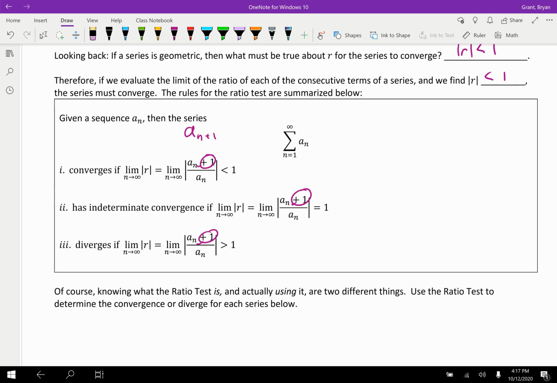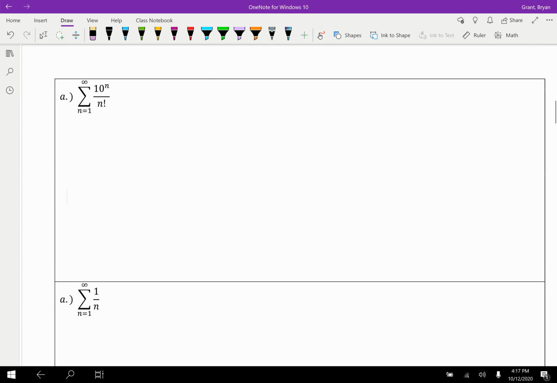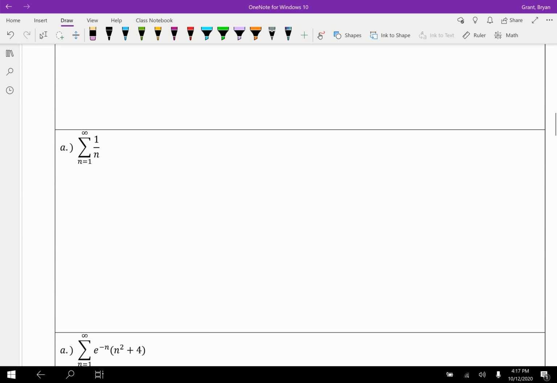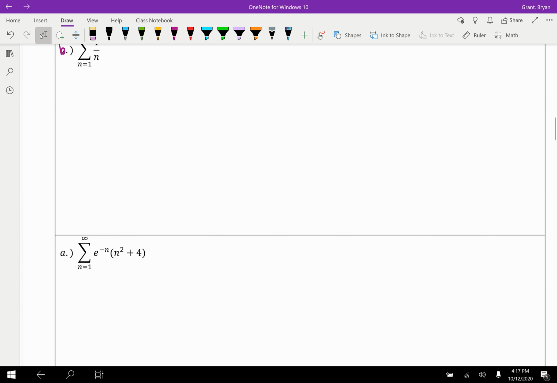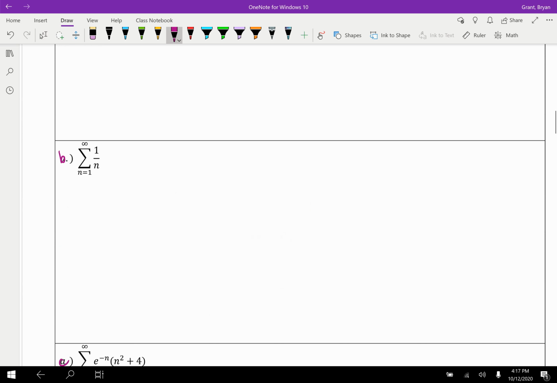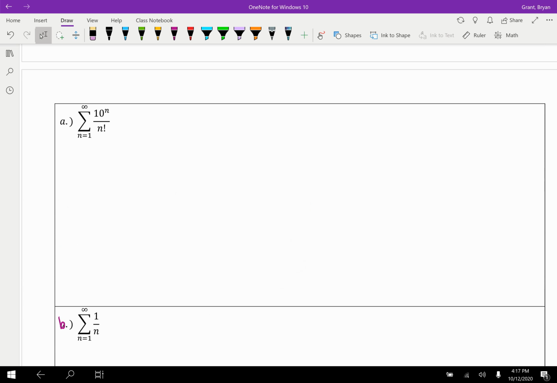Okay. Now, of course, knowing what the ratio test is and actually using it are two different things. So let's go ahead and practice a couple ratio test problems. I have 3 problems on here. This should be B and C down here. But I tried to pick 3 problems that I thought are pretty different from each other.